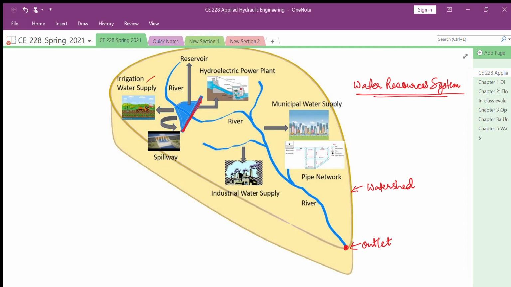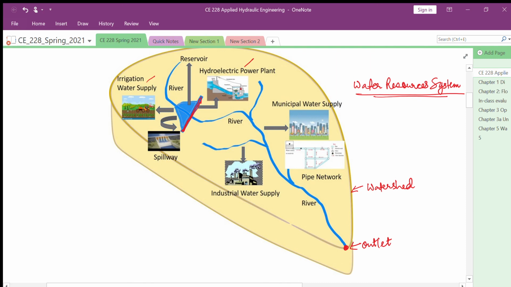We may also, if particularly the terrain supports us, want to use the force of water, basically the potential energy, convert it to mechanical energy, and then that mechanical energy can be used to drive a turbine, and the turbine can be connected to a generator to be converted to electrical energy. So we can also build a dam for the purpose of generation of hydroelectric power.